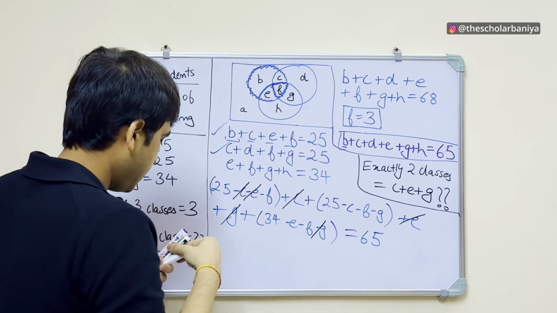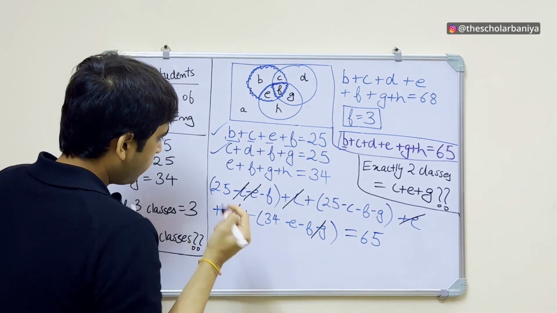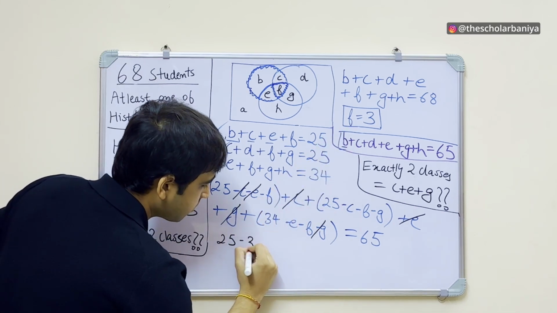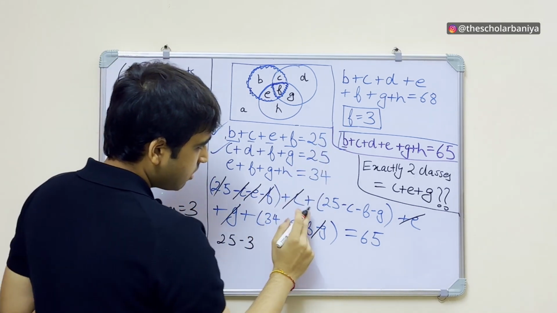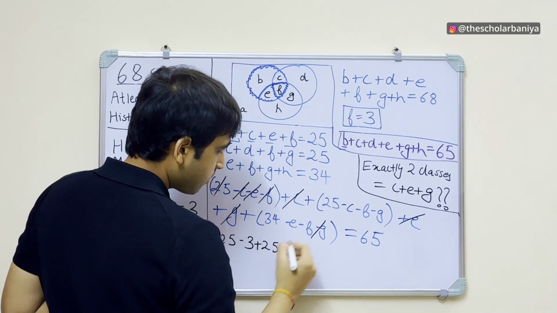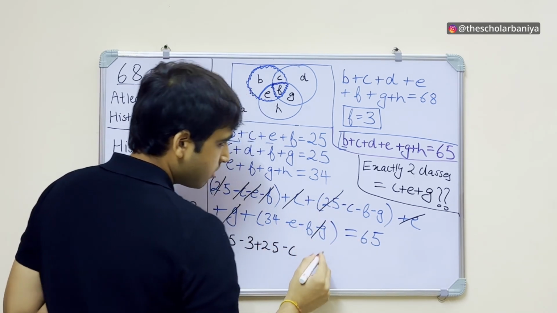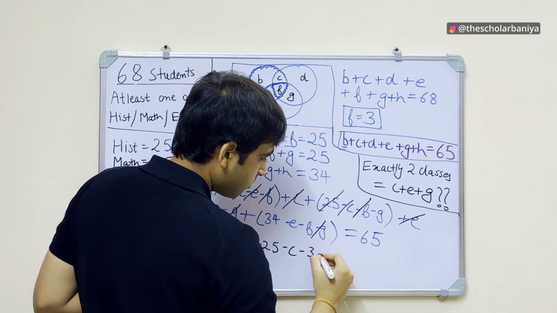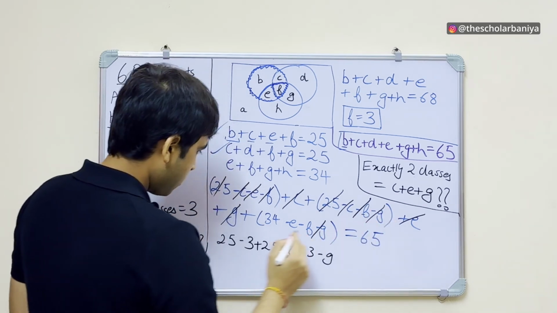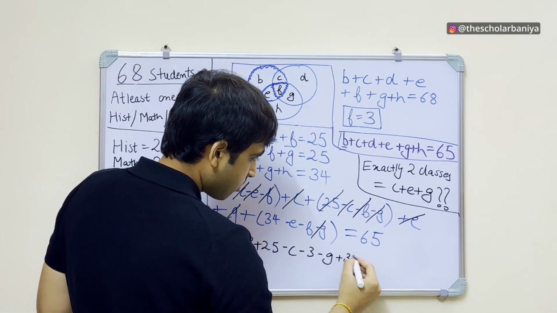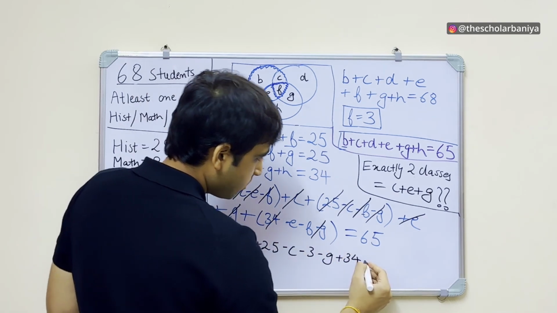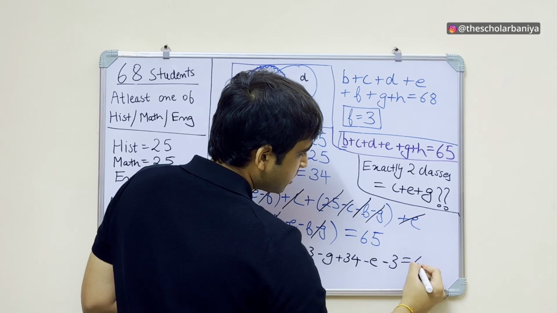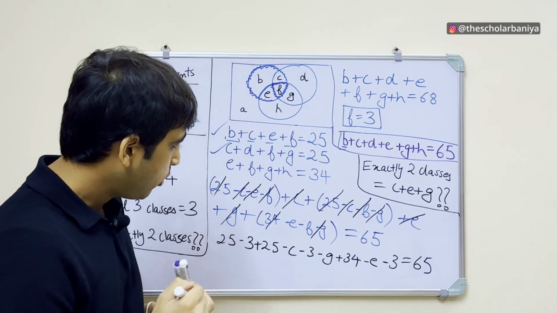So now let's write down 25 minus F means minus 3. So this is done. Plus 25 minus C minus F means minus 3 minus G plus 34 minus E minus F means minus 3 is equals to 65. I hope this should be clear, right?